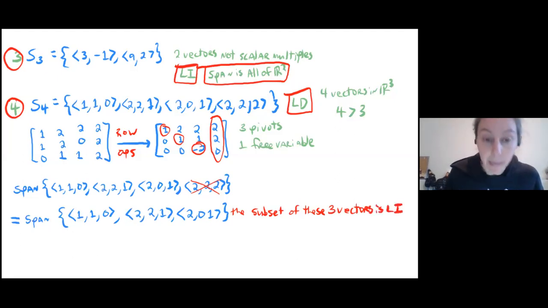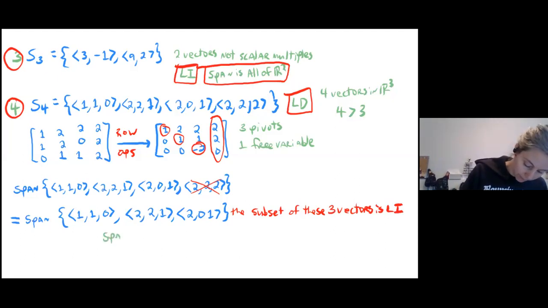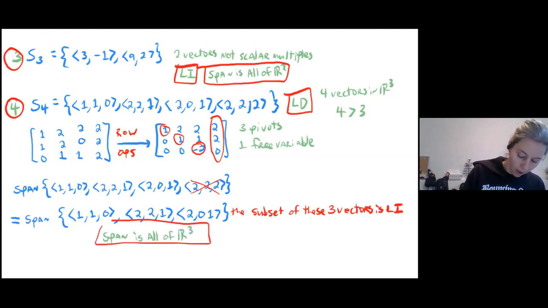Is linearly independent. Now, what is 3 vectors in R3 span? All of R3. So the span is all of R3. Okay, we're just going to do one more question before I finish this.